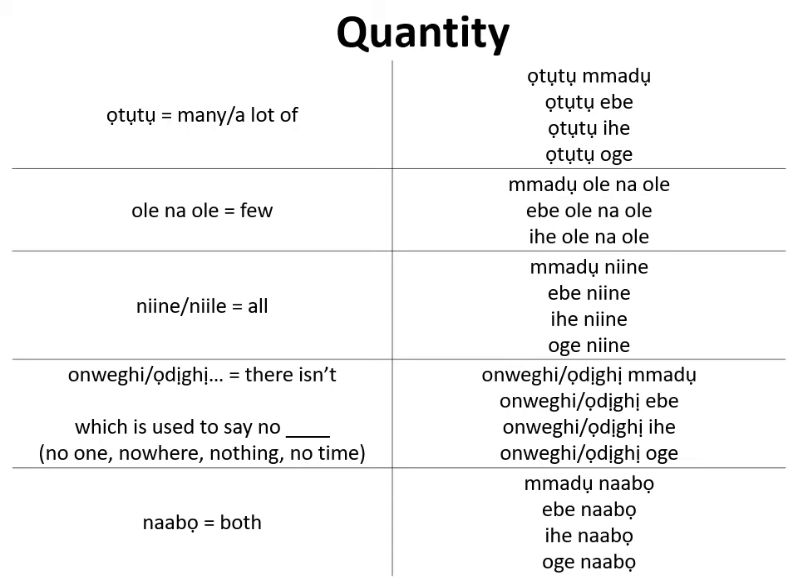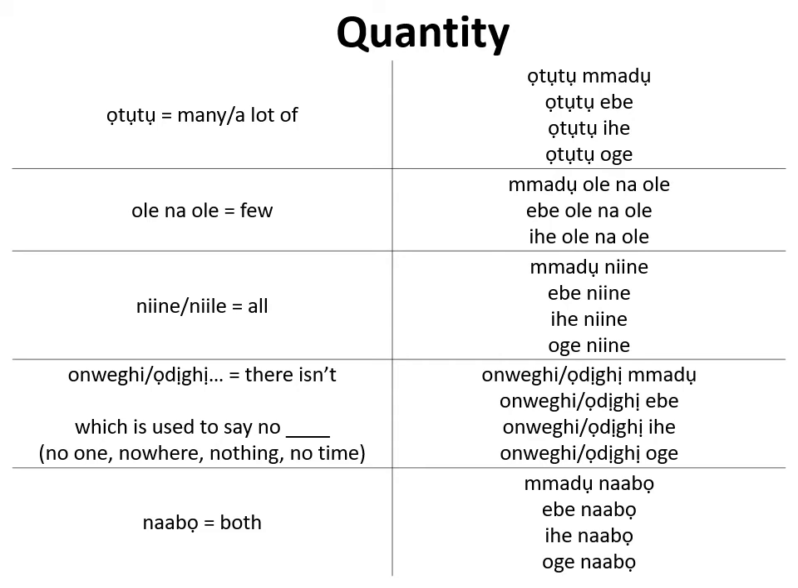Now we can also talk about quantity, and for quantity we have ọtụtụ for many. So ọtụtụ mmadụ, many people. ọtụtụ ebe, many places. ọtụtụ ihe, many things. ọtụtụ oge, many times. Ole na ole means few. Mmadụ ole na ole, few people. Ebe ole na ole, few places. Ihe ole na ole, few things. Then we have niine or niile for all. So madu niine, ebe niine, ihe niine, oge niine. All people, all places, all things, all time. Or all the time.